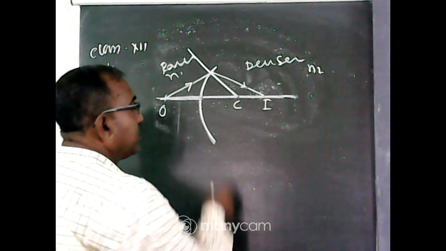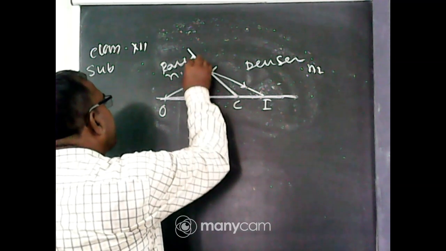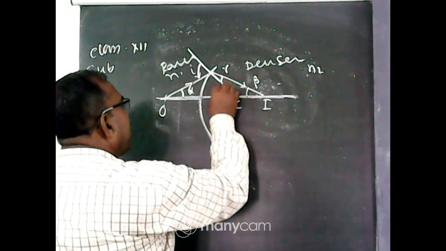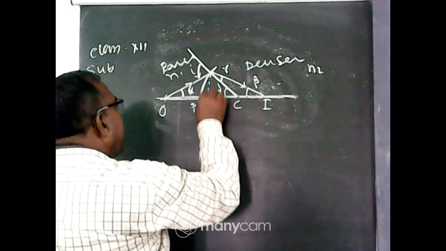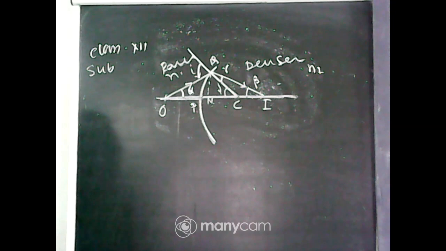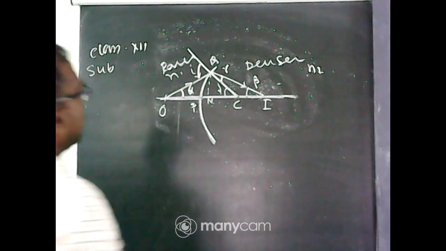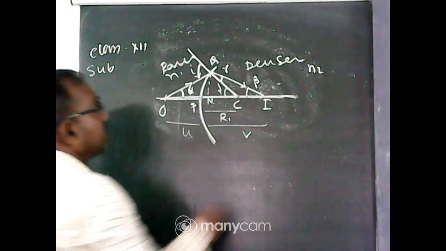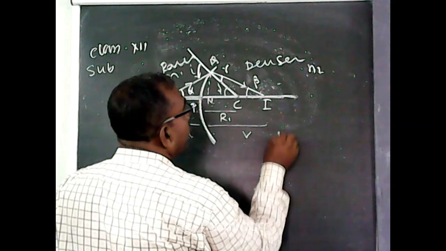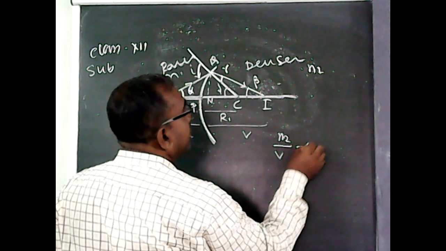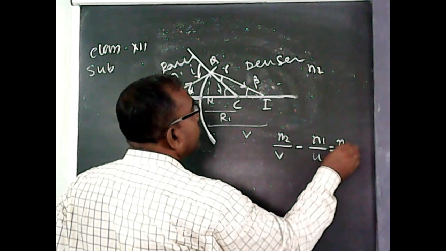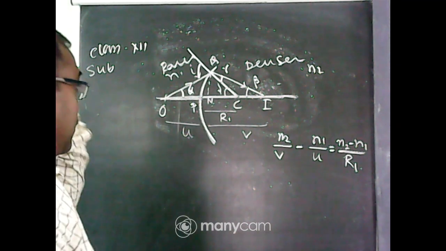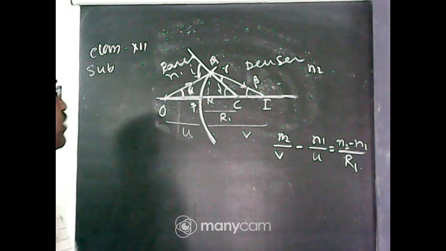Okay. So you see here, this is the angle of incidence, that is the angle of refraction, this is the angle alpha you consider it, that angle is beta, that angle is gamma. So this is the P, that is the N, that is the Q. Okay, from your yesterday class, you check it. This is the U, that is the V, this is the R1. This side is the N2, that side is the N1. The formula will be N2 by V minus N1 by U equal to N2 minus N1 by R1. Okay. You check it for your yesterday class up to this portion.